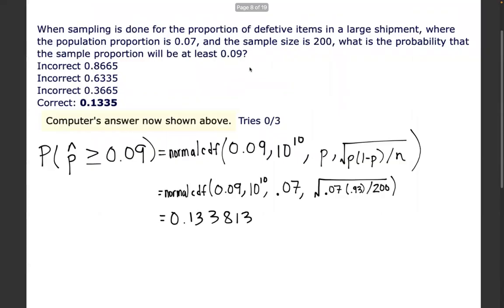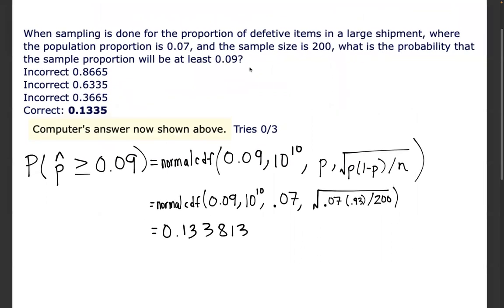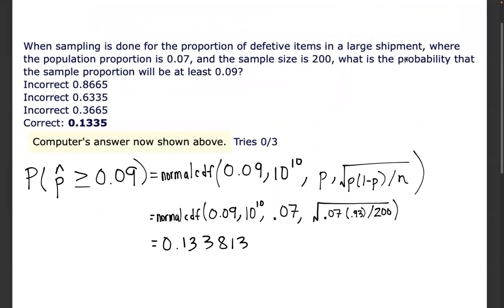Okay. When sampling is done for the proportion of defective items in a large shipment, where the population proportion is 0.07 and the sample size is 200, what is the probability that the sample proportion will be less than 0.09? I believe this question was also in a previous recitation. So we want to find the probability that P hat is greater than or equal to 0.09, because that means at least 0.09, so it could be 0.09 or greater than that.